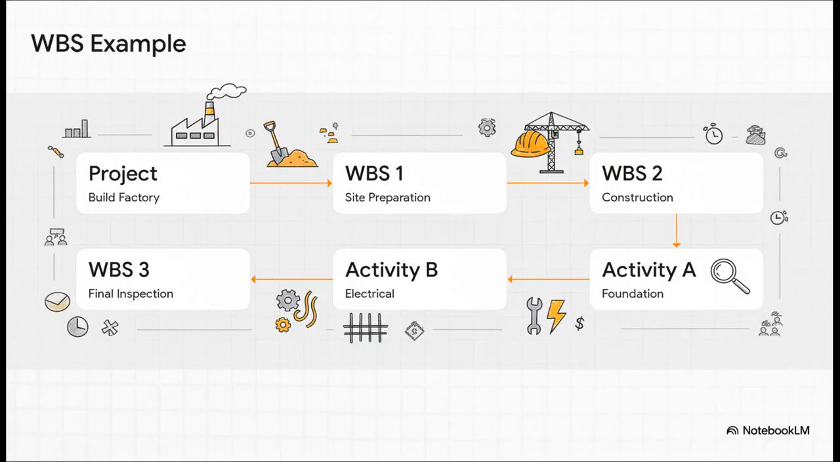And here's what that looks like in the real world. Say you're building a factory. You don't just show up and start pouring concrete, right? First, you break the whole thing down into major phases, like site prep and construction. Then you break those down even further into specific jobs, like laying the foundation or running the electrical. Each little piece can get its own budget, its own timeline, and its own team. See? This is how you create order from chaos.